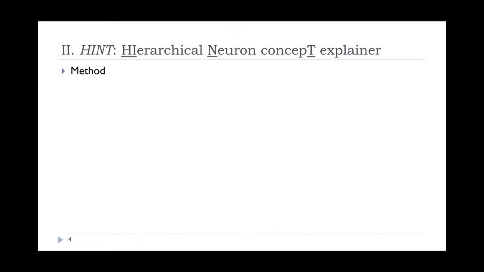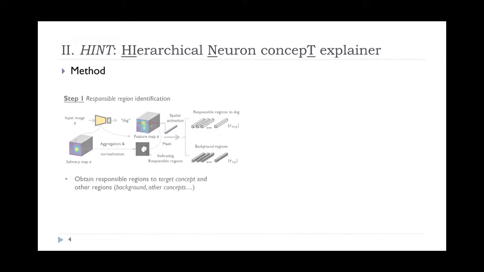So, how to build associations? There are three main steps shown in the slide. First is responsible region identification. Suppose that the target class is dog. For one dog image, we use silencing map to identify those spatial activations that have high response to dog. We call them responsible regions to dog. And other spatial activations on the feature map are background regions.